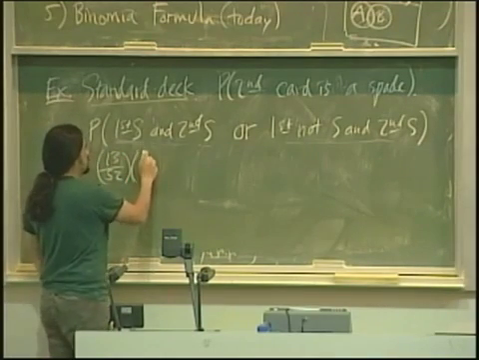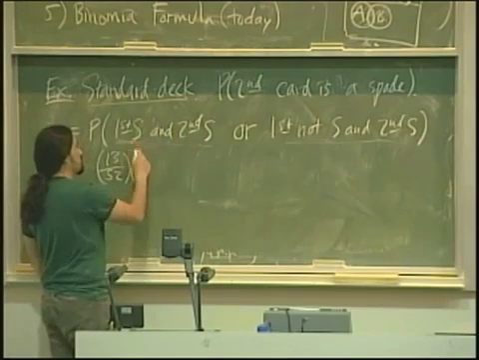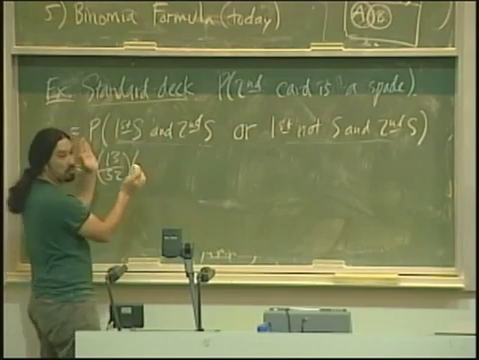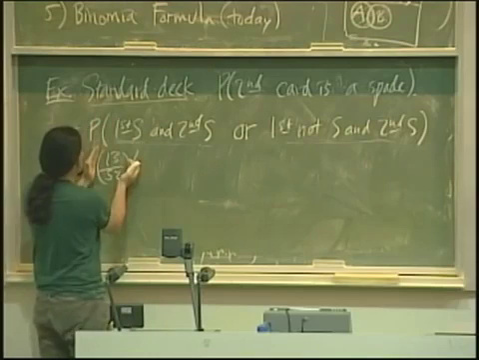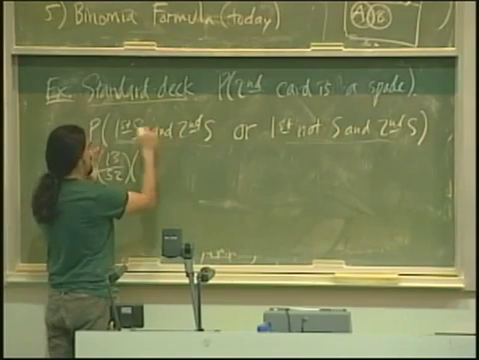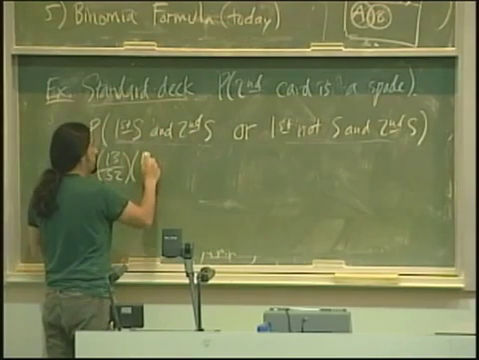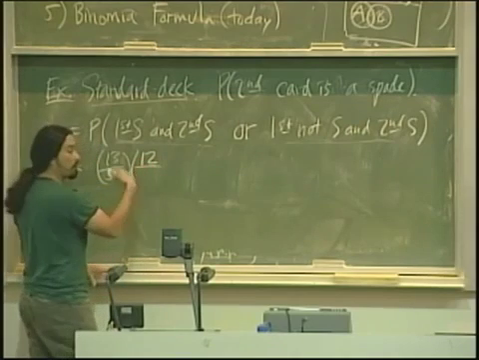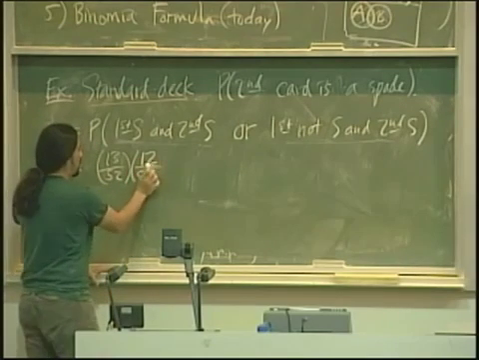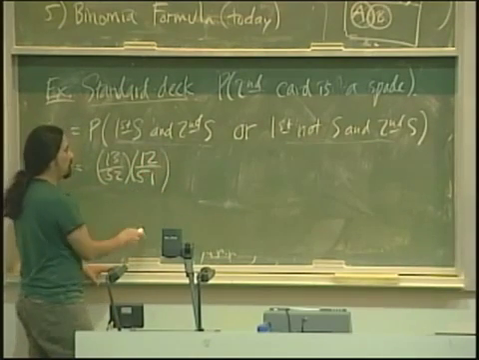Second spade given first spade. I'm not going to write out the full multiplication rule, but it's this times the probability of second spade given first spade. So if we know the first one's a spade, we've taken out one of the spades, we've taken out one of the cards, so that's going to be 12 over 51.